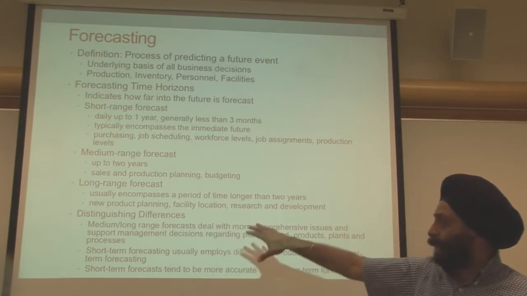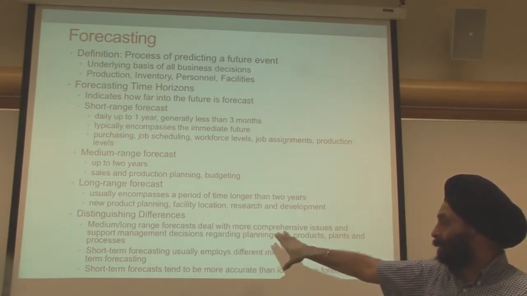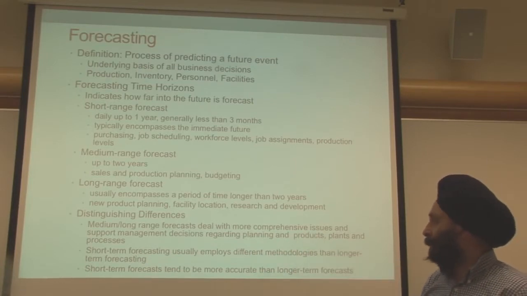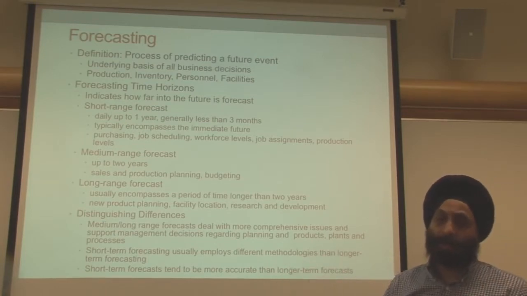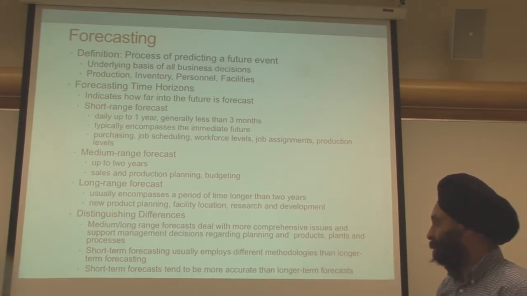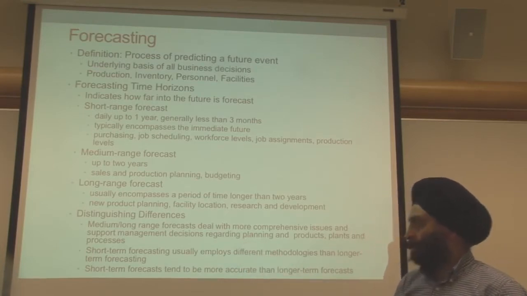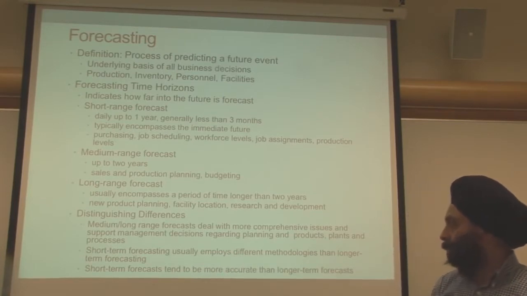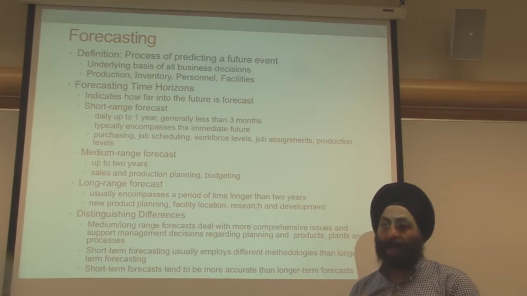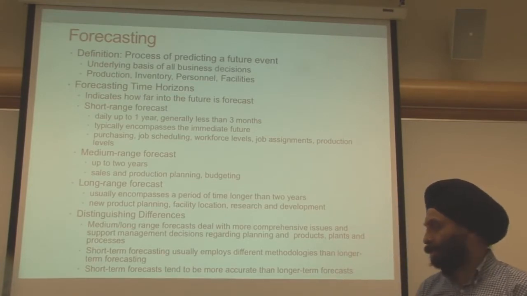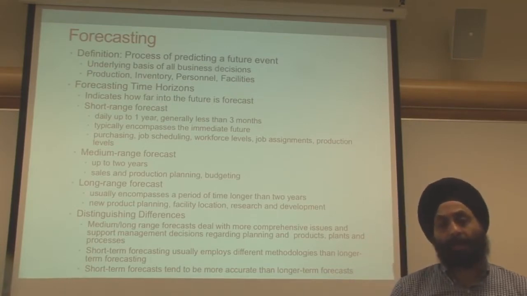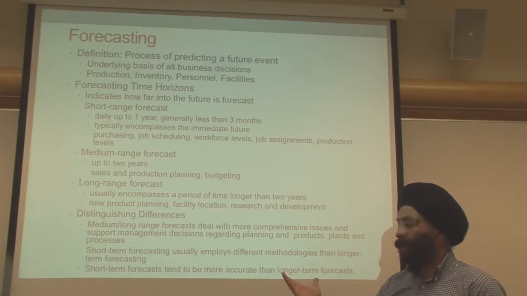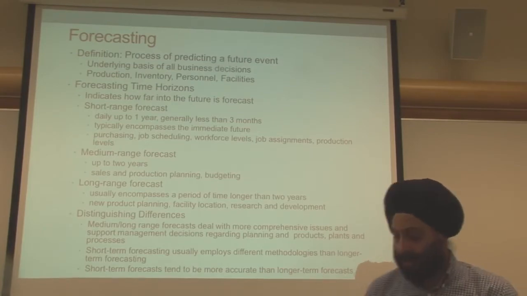A distinguishing feature in this case is that medium and long-range forecasts deal with more comprehensive issues and support management decisions regarding planning and products, plant and processes. So we are looking at much more of a strategic nature of decision-making where forecasting helps us. Whereas short-range forecasting usually employs different methodologies than long-term forecasting, and here you're looking at operational decisions. So short-term forecasts, given the nature of it, since we are looking at the immediate future, tend to be more accurate than long-term forecasts in this case.